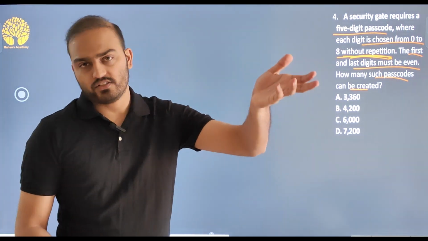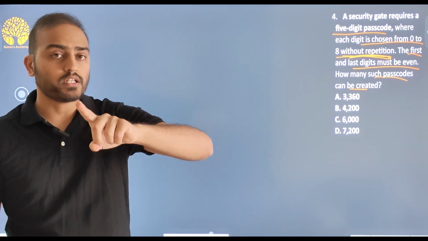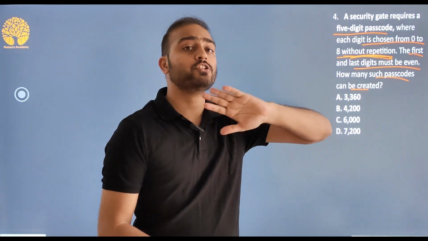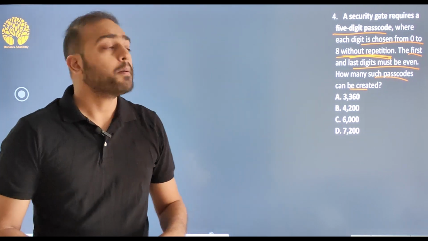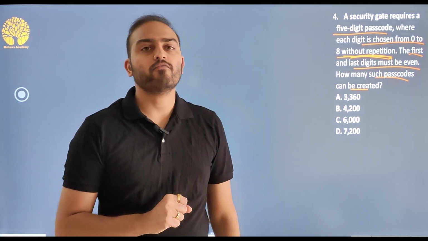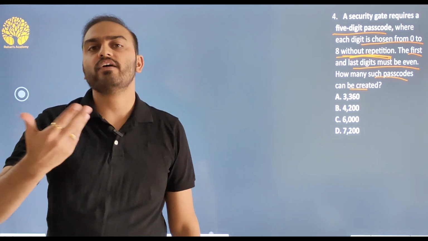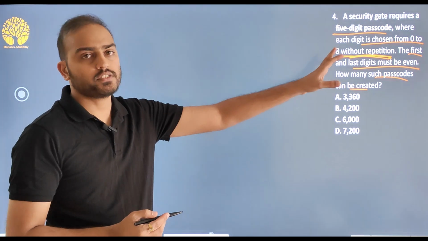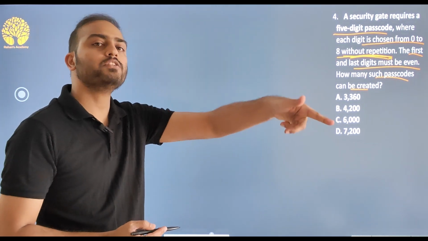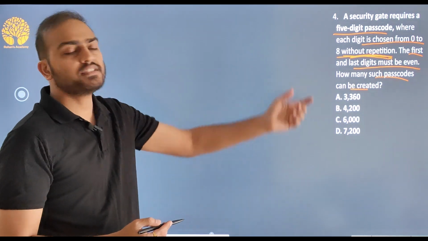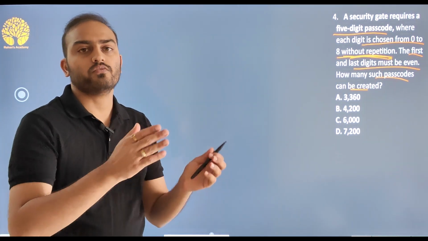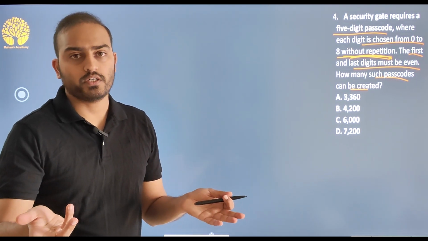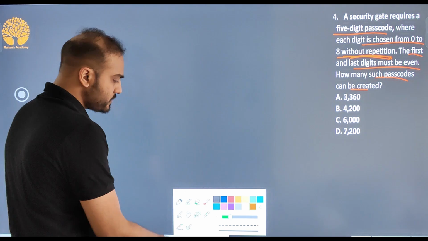Without repetition tells me repetition is not allowed. So permutation combination. Otherwise, had this not been mentioned, repetition would have been allowed, because in my passcode I can have 55555, right? Because the word "without repetition" is mentioned, instead of counting we'll switch to permutation combination. Since it's a passcode, order matters, because if 1, 2, 3, 4, 5 is your passcode, 2, 1, 3, 4, 5 will not work, right? So the order clearly matters.